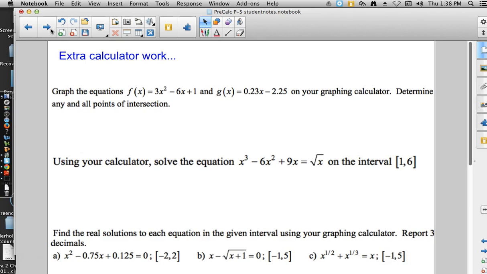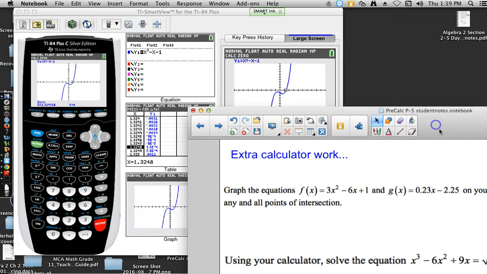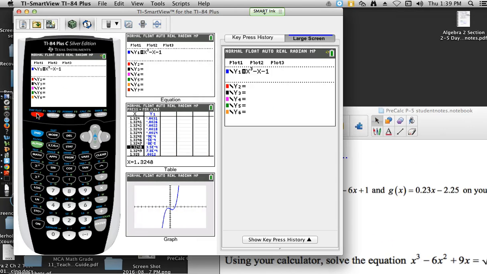So our extra calculator work here is that we are going to figure out intersections and such. And the first one says we're going to graph the equations f of x equals 3x squared minus 6x plus 1 and g of x equals 0.23x minus 2.25 and determine the points of intersection. So away we go. Let's get it in here. So that first one was 3x squared, and that is minus 6x. Oops, it didn't take the minus. There we go. And then we have plus 1.